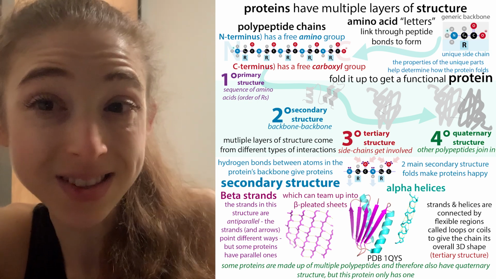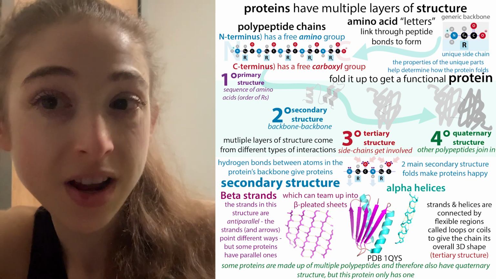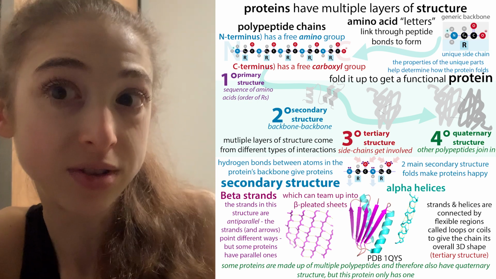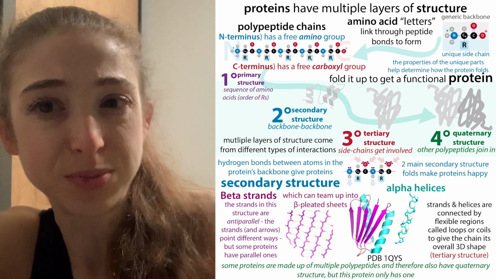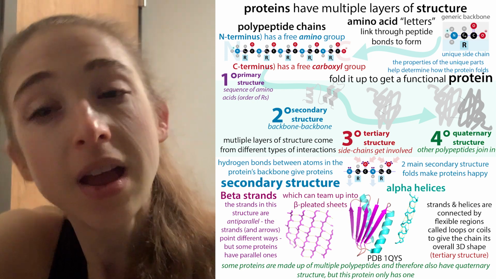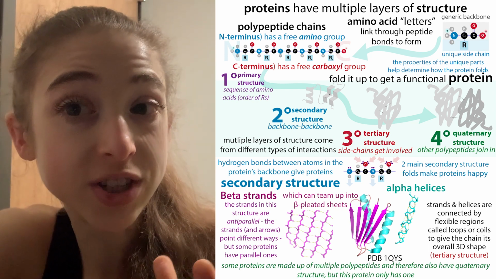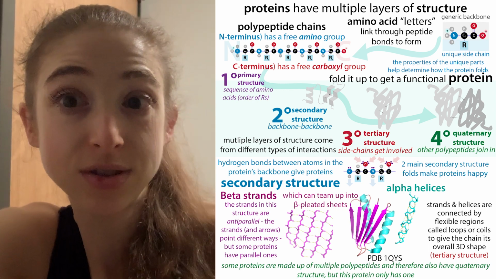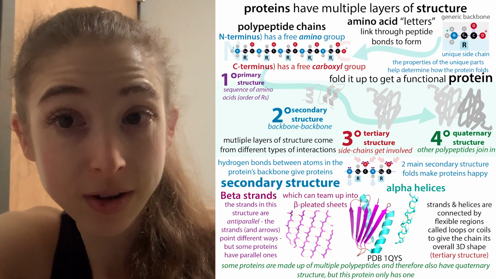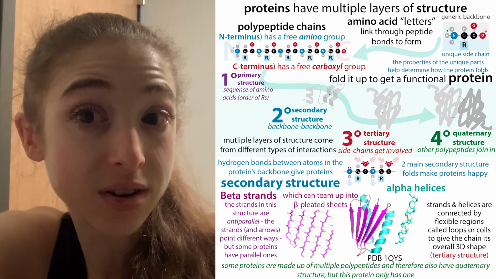Time to level up and discuss levels of protein structure. So there are 4 levels of protein structure that lead to the prettiness of proteins, and also how those proteins are able to function. These are the primary structure, which is just the sequence of amino acids, so which individual protein letters are linked together in what order.